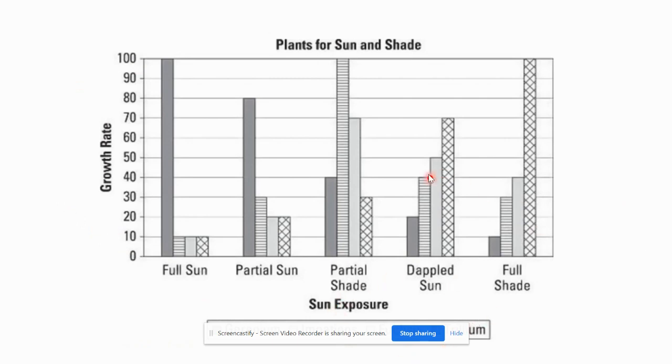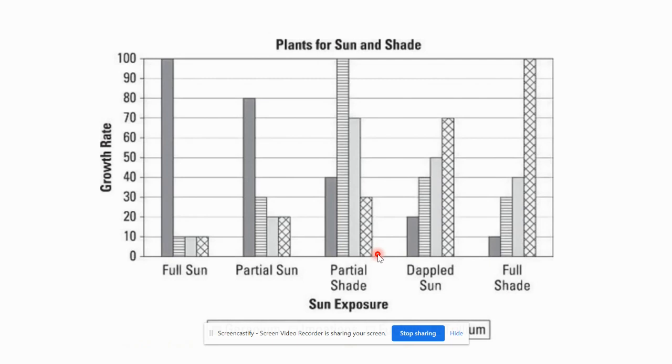And there are 4 different plants being shown here. That's what you can read in this key down here, the 4 different plants. So here you have one plant that clearly grows best with full sun and grows very poorly with full shade. Here you see one plant that clearly grows best with full shade, and does poorly in full sun. You see one plant that's kind of in the middle.